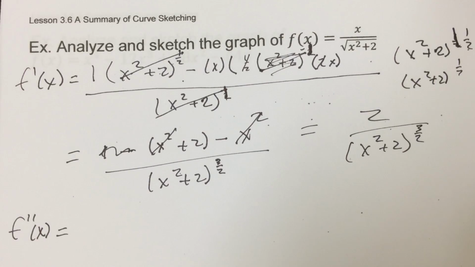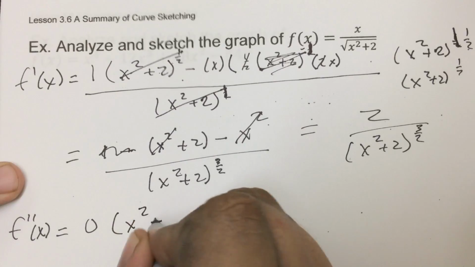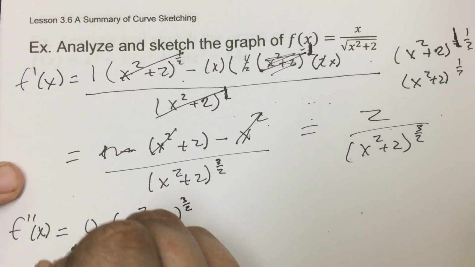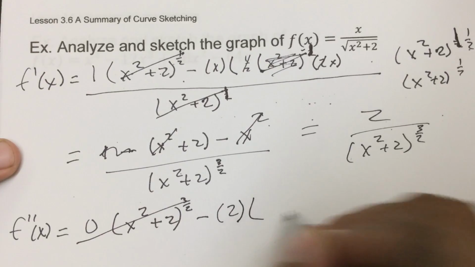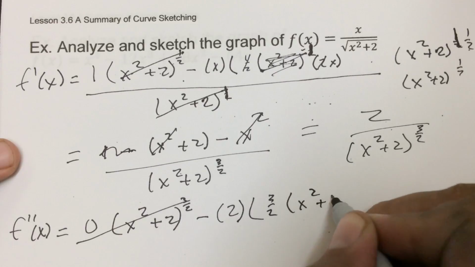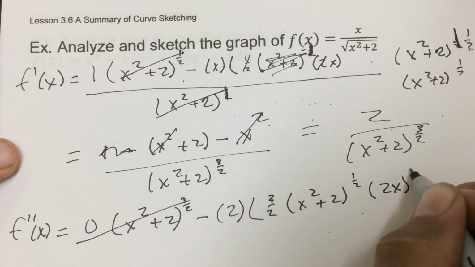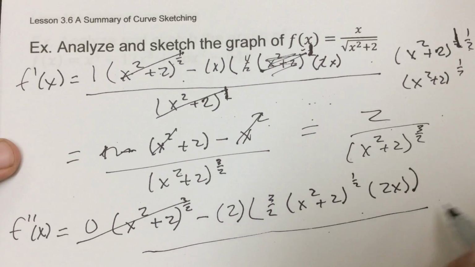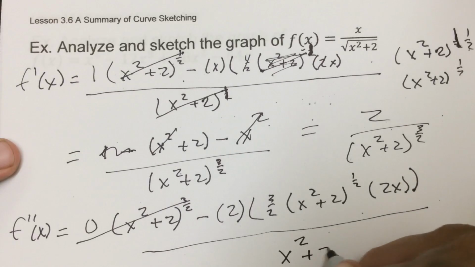Second derivative is going to be just as fun. So the derivative of the top goes to 0, which means when we times it by the bottom of x squared plus 2 to the 3/2, that's all going to be gone. So minus now the top of 2 times the derivative of the bottom, which would be 3/2 x squared plus 2 to the 1/2 times the derivative of the inside, which is 2x. All over, if we square the bottom, this becomes x squared plus 2 to the 6/2.